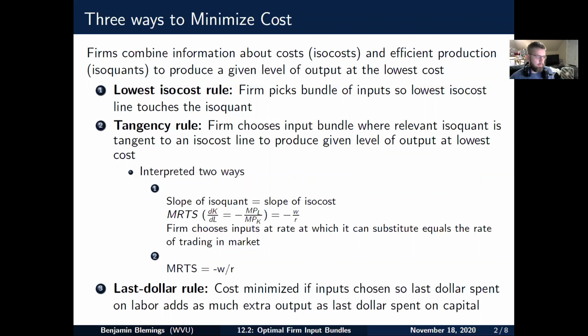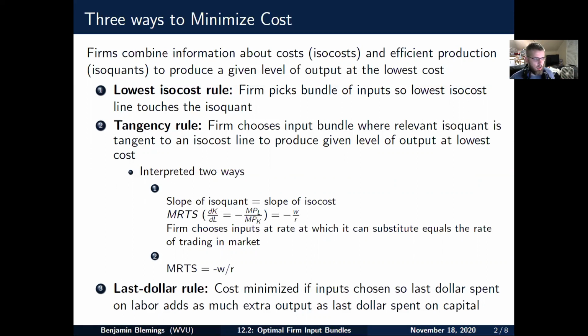And so these 3 rules that we'll be looking at today are the lowest Isocost rule, which is the most informal way of doing it. They pick a bundle of inputs so that they get to the lowest Isocost curve, which is pretty intuitive. And then while we're walking through that, we'll see that the lowest Isocost is always where the Isocost is tangent to the isoquant curve. And so that's the tangency rule.